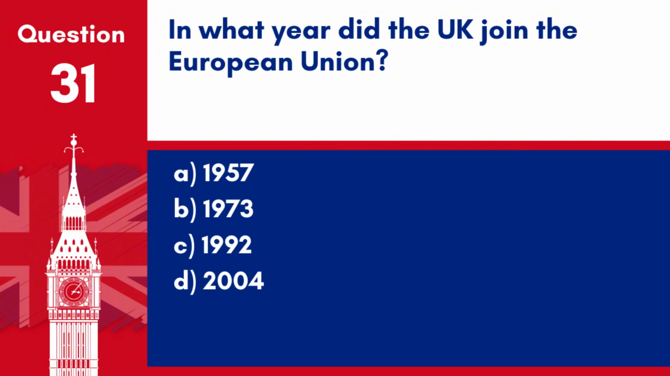Question 31. In what year did the UK join the European Union? A. 1957. B. 1973. C. 1992. D. 2004. Answer B. 1973. The UK joined the European Economic Community, which later became the European Union, in 1973.